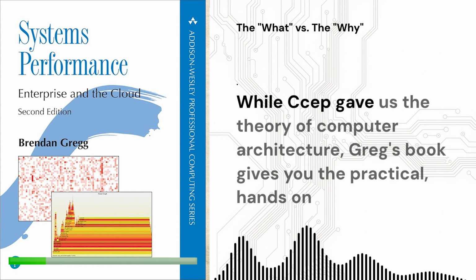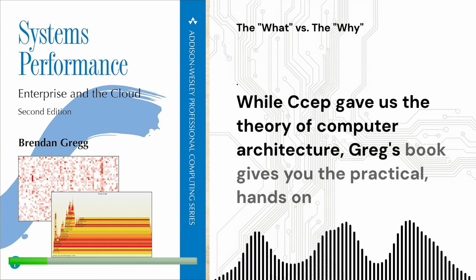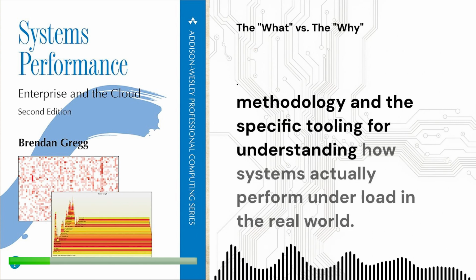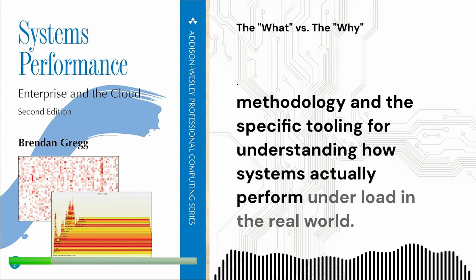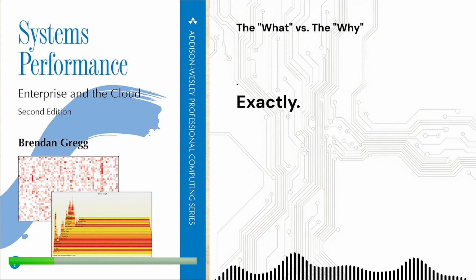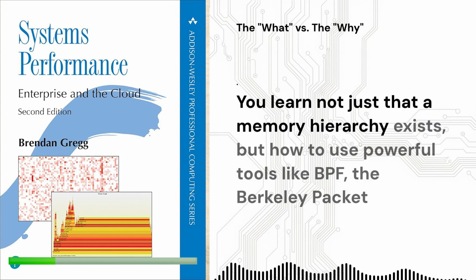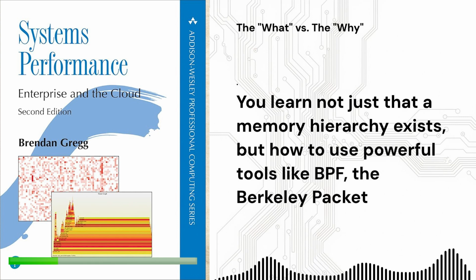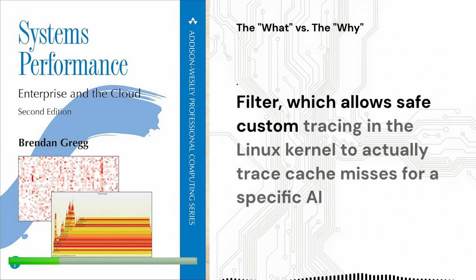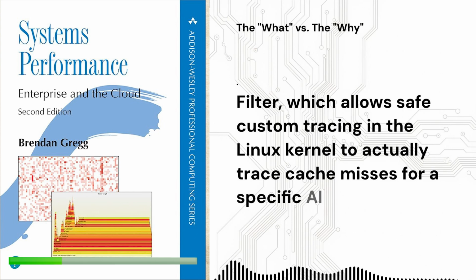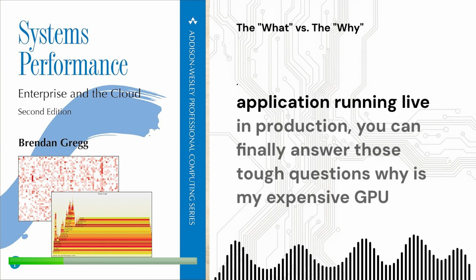While CSAPP gave us the theory of computer architecture, Gregg's book gives you the practical, hands-on methodology and the specific tooling for understanding how systems actually perform under load in the real world. So it's the practice complementing the theory. Exactly. You learn not just that a memory hierarchy exists, but how to use powerful tools like BPF, the Berkeley Packet Filter, which allows safe custom tracing in the Linux kernel to actually trace cache misses for a specific AI application running live in production.